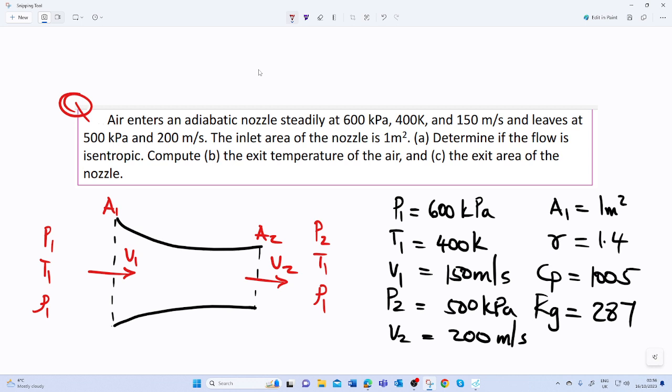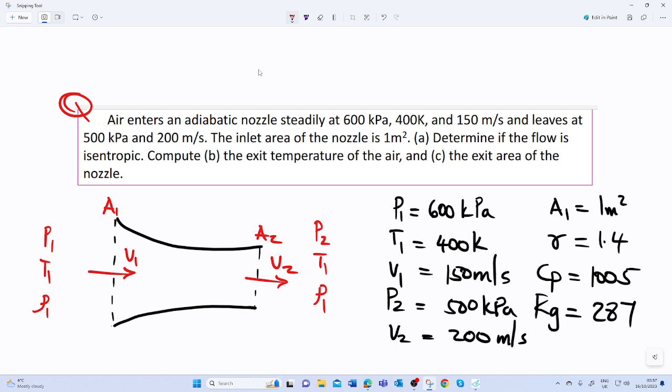Air enters an adiabatic nozzle steadily at 600 kilopascal, 400 Kelvin, 150 meters per second, and leaves at 500 kilopascal, 200 meters per second. The inlet area of the nozzle is 1 meter squared. Calculate and determine if the flow is isentropic. Also calculate the exit temperature of the air, that is T2, and calculate the exit area of the nozzle.